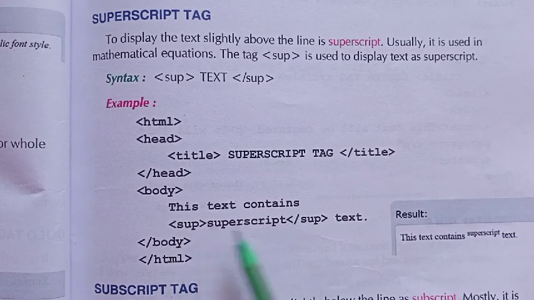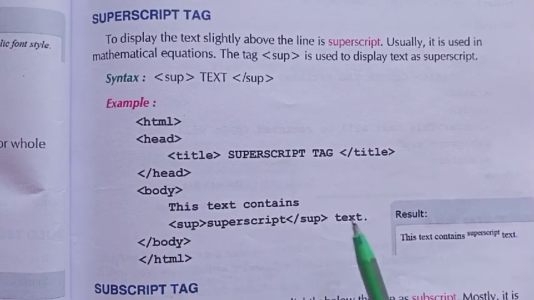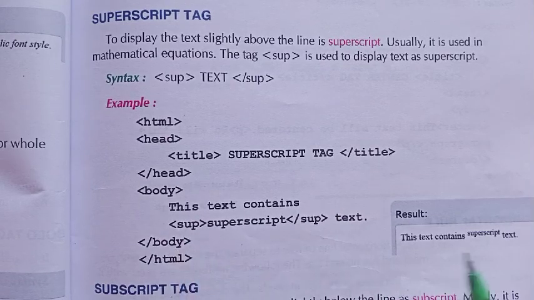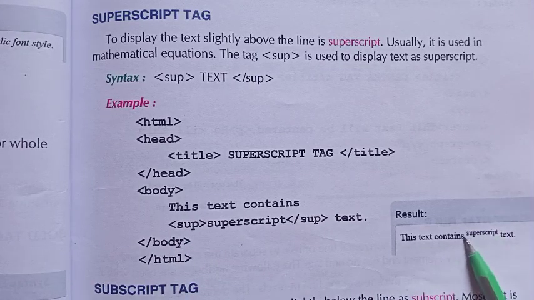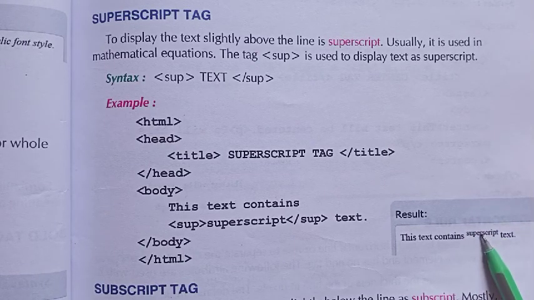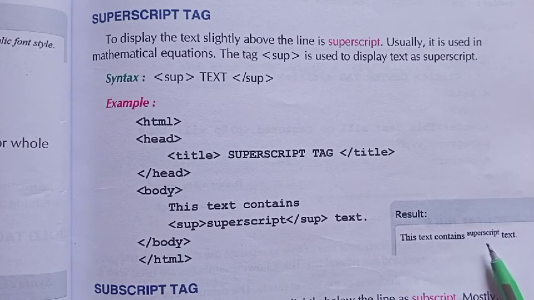then between the two sup tags we have written subscript. And after that the body is closed. So you can see over here this text contain, and the part that was written in the sup appears above the usual text, and after that text is written. So this is the result of the superscript tag. Now next tag that we are going to look is the subscript tag.